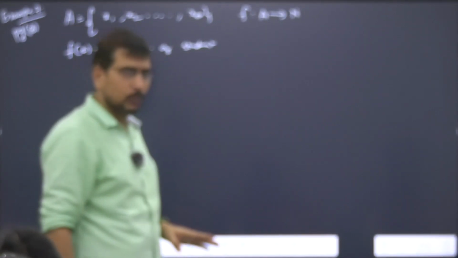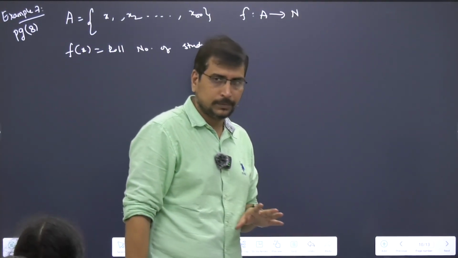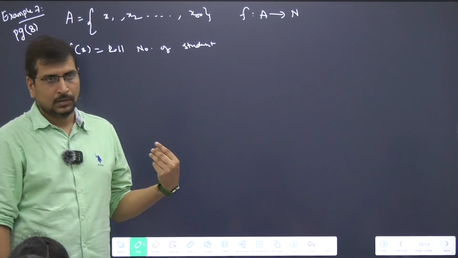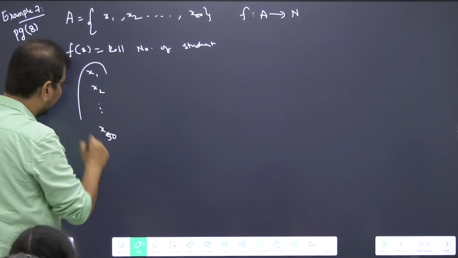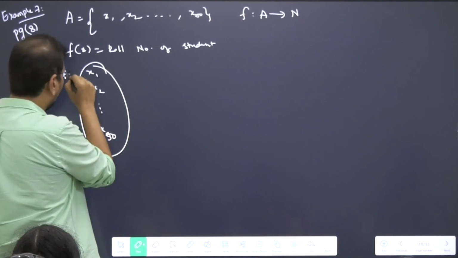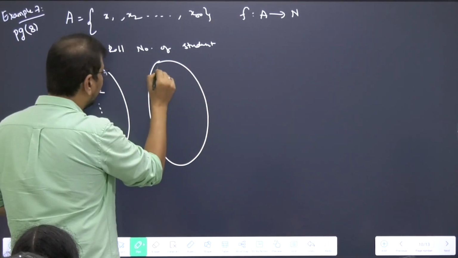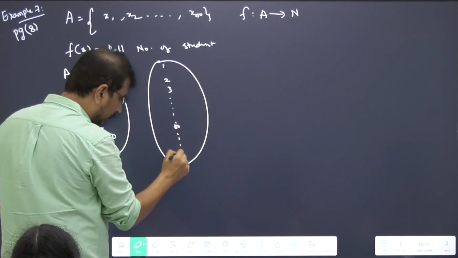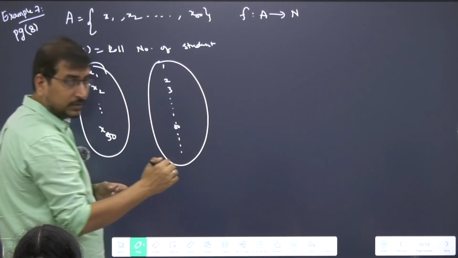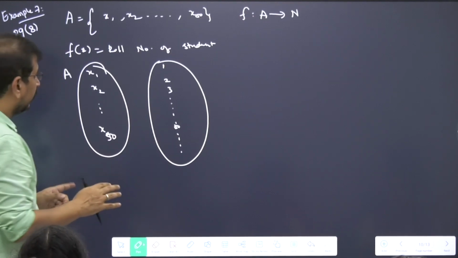Let's concentrate only on 1-to-1. Onto, forget it. So tell me, is it a 1-to-1 function or not? It's very simple. It's a 1-1 function because you have x1, x2, and so on till x50. You have 50 students in set A, and on the other side you have the natural number set 1, 2, 3, and so on till 50. Beyond that also you will have numbers, because they didn't say first 50 natural numbers.